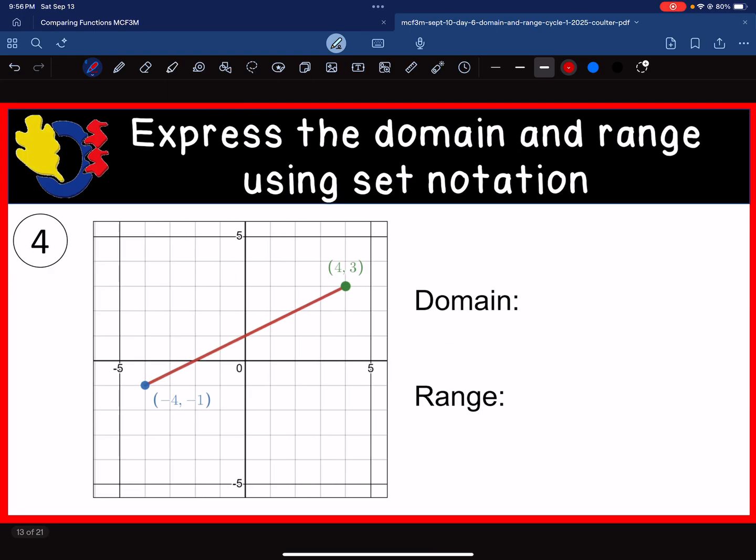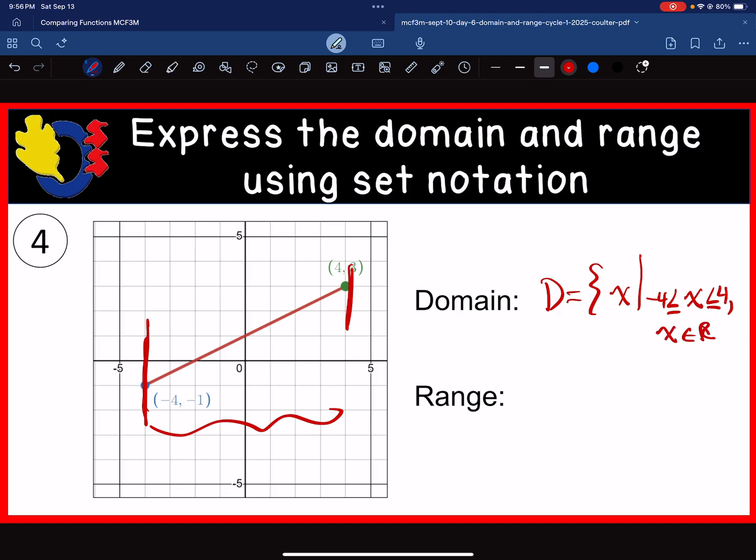Okay, next we're going to look at a graph. So the domain, basically if I look at the x values here, so our domain is between -4 and +4. So D is equal to x such that x is between and including, because our circles are circled in, -4 and 4, and x is an element of the real numbers because our line is solid. The range, y such that y is between and including -1 and 3. And y is an element of the real numbers.